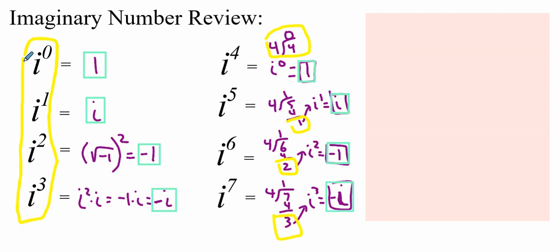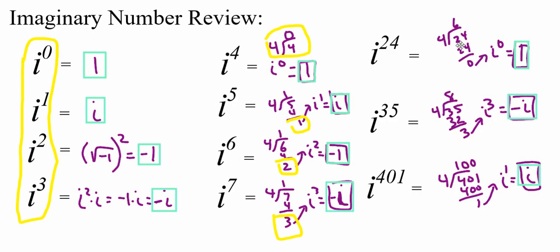All right, so let's look at these bigger numbers. So we have i to the 24th. We're going to take 4 divided into 24, and we realize it goes in evenly, right? There's 0 remainder. And so that 0 reminds us that I'm looking right here, and my answer is going to be 1. If I divide 4 into 35, 4 goes in 8 times, right? 4 times 8 is 32. How many are left over? 3. So that means I'm going over where the remainder is 3. Therefore, my answer is negative i. Same thing here. 4 goes into 401 100 times.